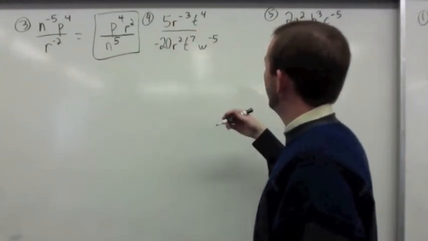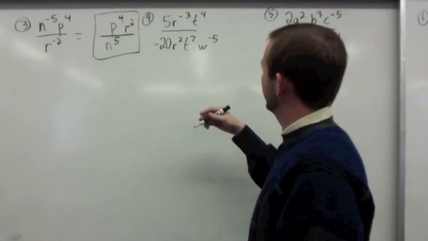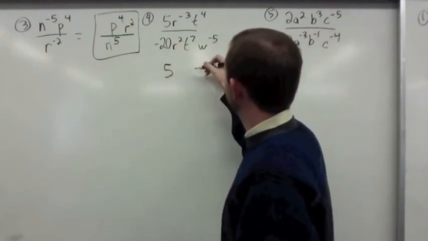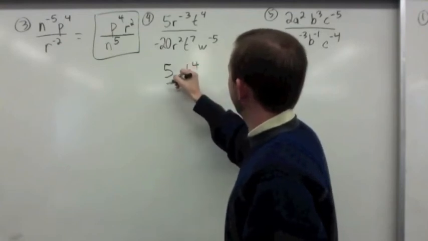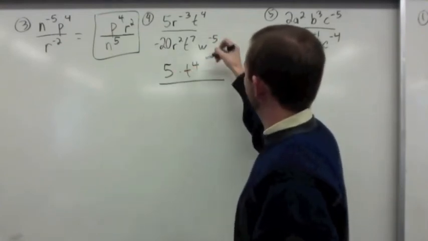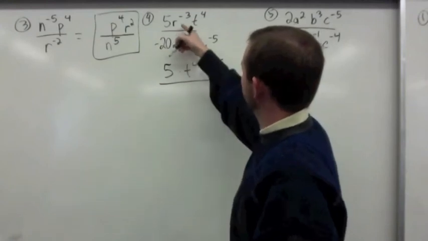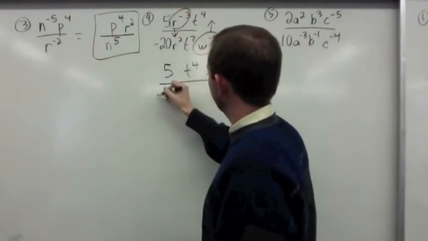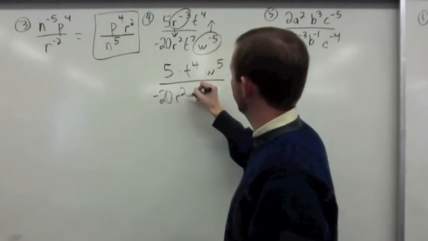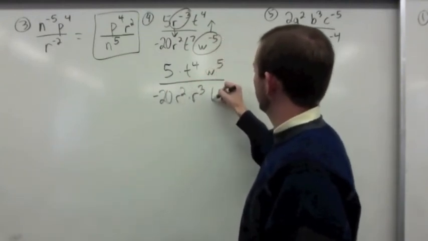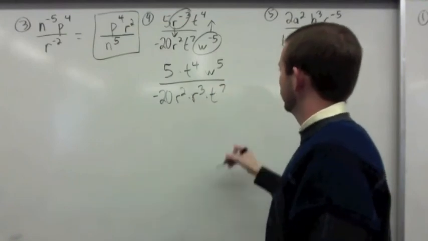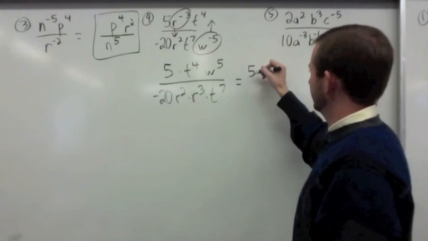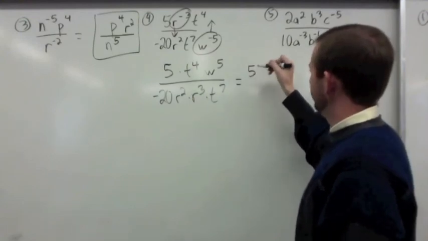Again, make everybody a positive is probably the easiest thing. Okay, well, if that's the case, then I leave the 5 at top, and I leave the t to the 4th at top, and I bring up the w to the 5th at top. This r went up. This is going down. Negative 20 stays, r squared stays, r cubed now, and t to the 7th. So what do you get? Well, let's go ahead and do this.